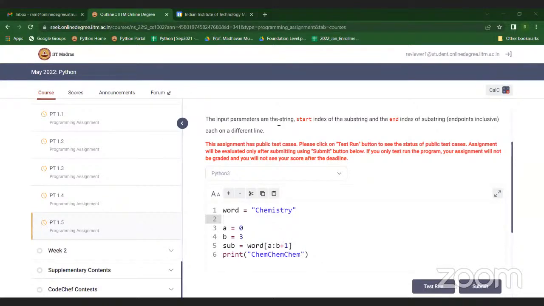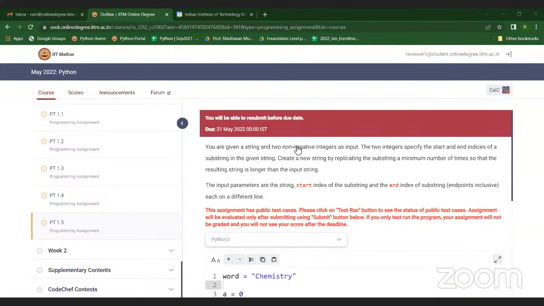I still didn't understand where you are mentioning the value C. If A equals 0, you are giving the value of A as 0, not the length, right? It's not the index, right?